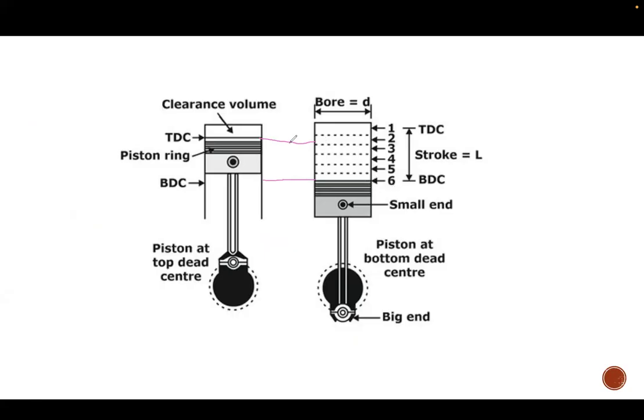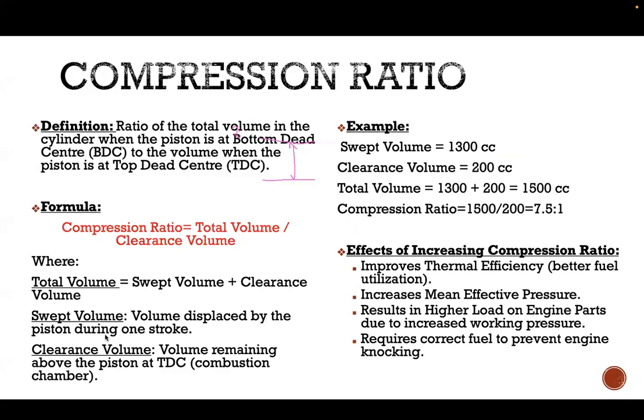Now, the distance from your top dead center to your bottom dead center is called your swept volume, where your piston is sweeping down. Whatever volume it can hold is called your swept volume. Then when your piston is on the top, from your top dead center all the way to the top of your cylinder is called your clearance volume. Adding these two gives your total volume. So you have your swept volume, you have your clearance volume, and clearance plus swept gives you your total volume. These are the three types of volume that we have to know.